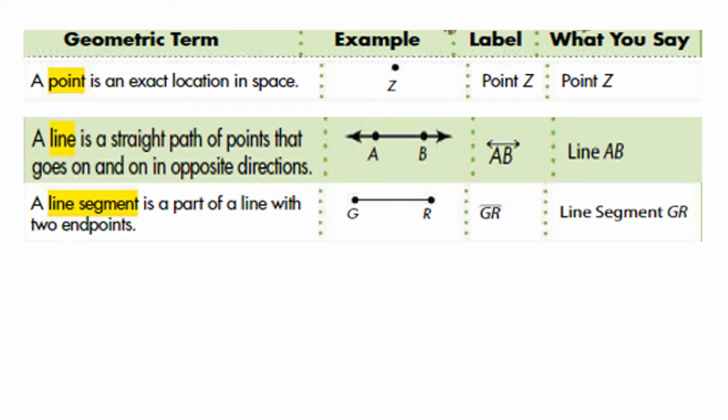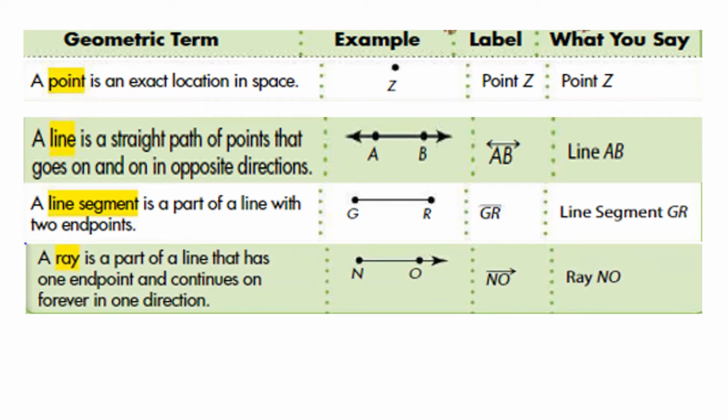It doesn't continue. So the line segment, as I said, is a part of a line with 2 end points. What are the end points of this line segment? Point G and point R. Those are called the end points of the line segment. How to label it, as with a line: draw a small line up top and put the 2 letters, or the 2 points, under that line, and we can say it as line segment GR.